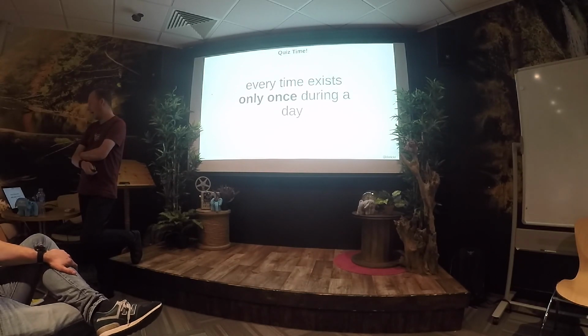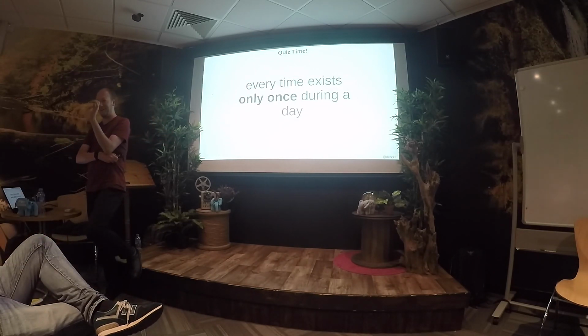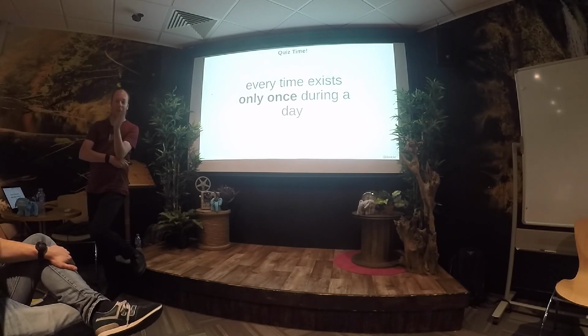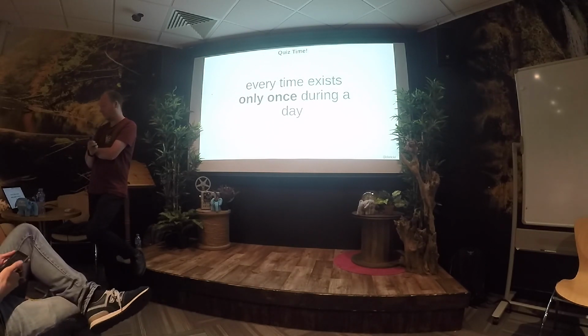The next one. Every time exists only once during a day. Like every hour-minute combination. Oh, there's a 12-hour, 24-hour clock, which is another debate altogether. I hadn't even thought about that. You're very right there. But of course, if you go away from daylight savings time, you have in the UK 1:30 twice, right? One's still in BST and one's in GMT.